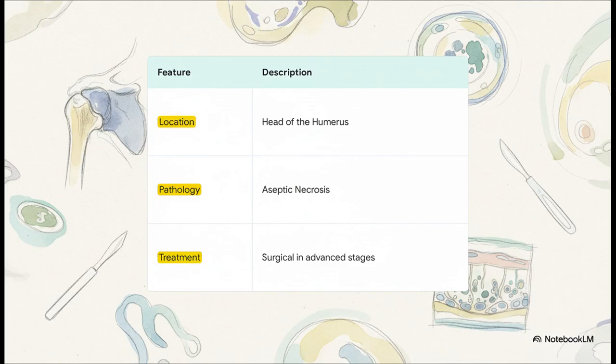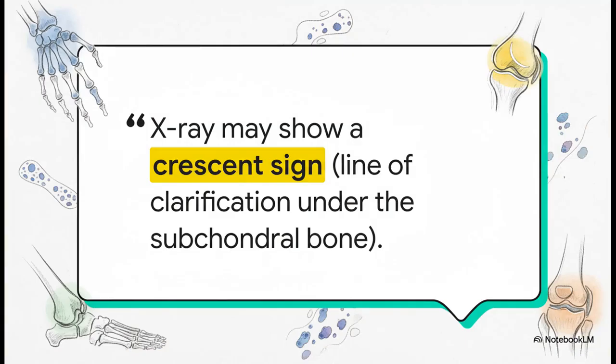In the early stages, you might get away with conservative treatment, but if it gets advanced and that bone starts to collapse, you're looking at surgery, either a hemiarthroplasty, where you just replace the ball of the joint, or a full-on total shoulder replacement. Now, this is super important.